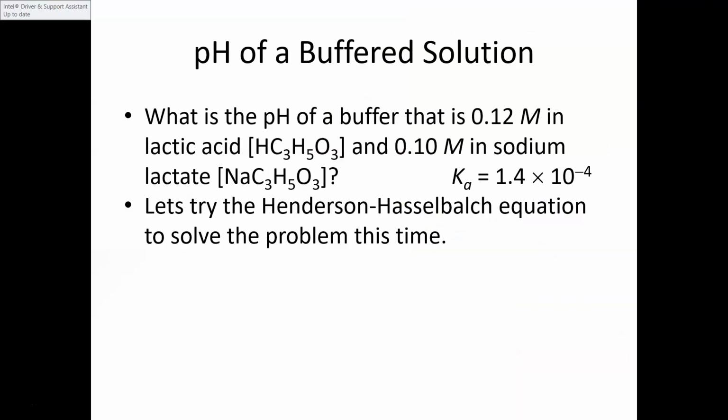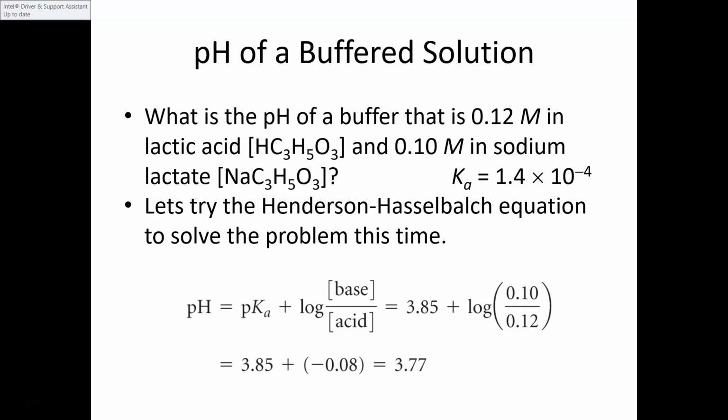So if we go back and solve the same problem again using the Henderson-Hasselbalch equation, we can see that the pH works out to be the same. The pH is equal to the pKa, so the negative log of 1.4 times 10 to the negative fourth, which is the same as 3.85. And then we have the log of the ratio of the two concentrations, the 0.1 and the 0.12.